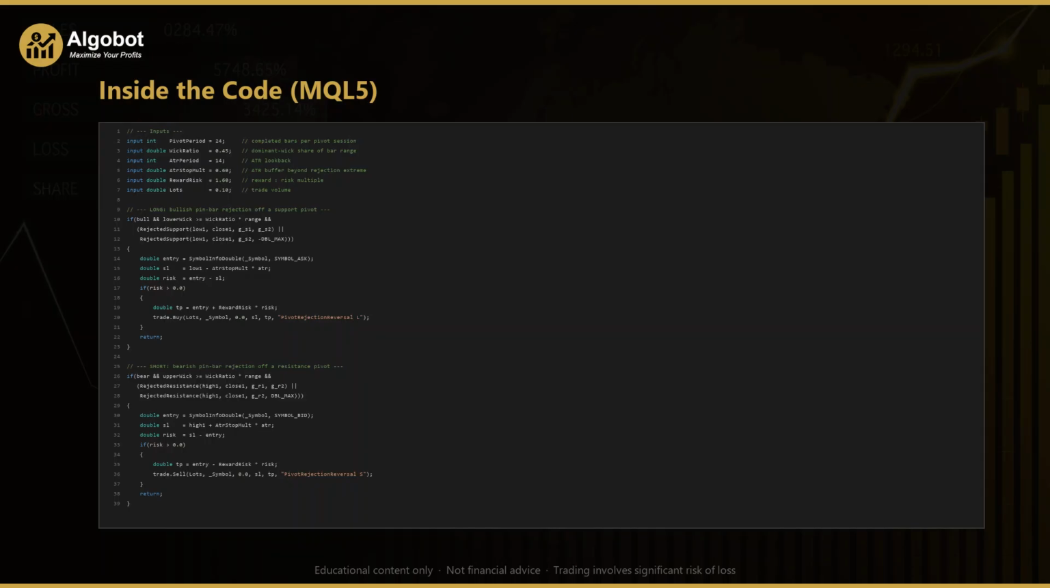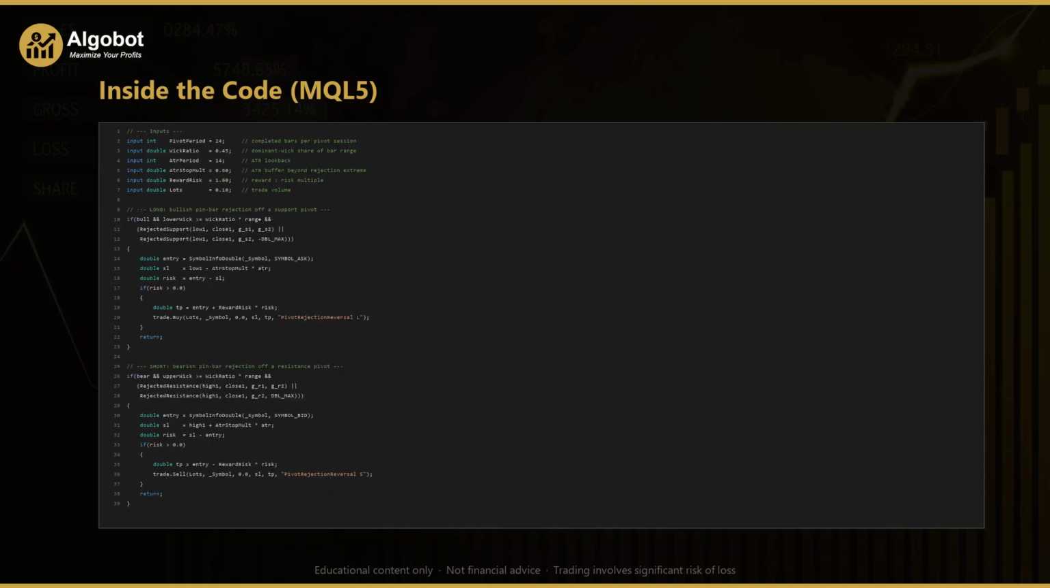Below that are the two signal blocks shown on screen. The first is the long side. You can see the condition checks that the candle is bullish, that the lower wick is at least wick ratio times the bar's range, and that the rejected support helper confirms the bar dipped to support and closed back above it.